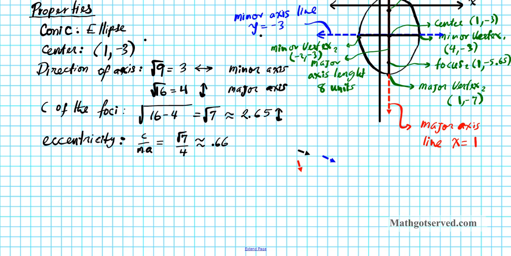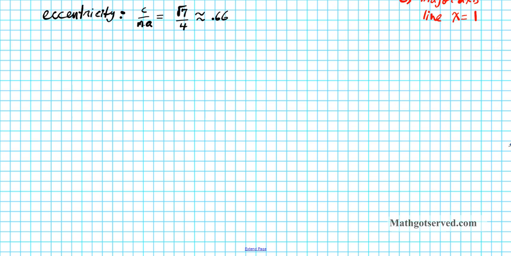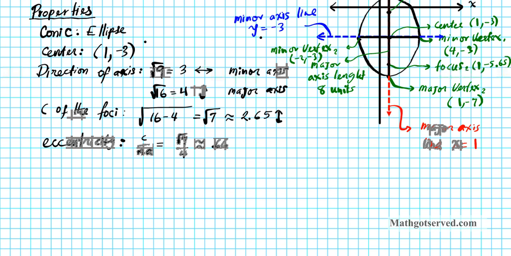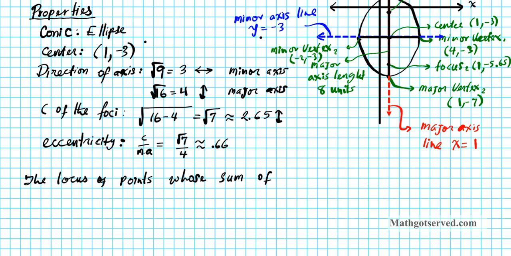Okay, so let's go ahead and state the meaning or the definition of an ellipse in the context of this problem. Go ahead and write it down. Let's have everything in view. So the definition in the context of this problem is as follows. The locus of points whose sum of distances from two fixed points, these fixed points are the foci.